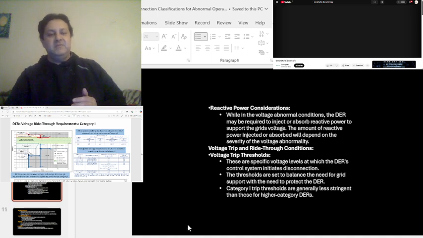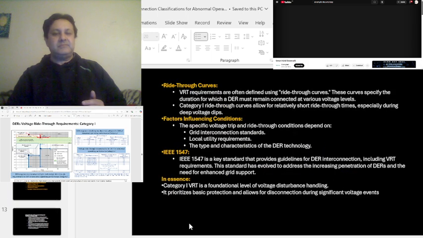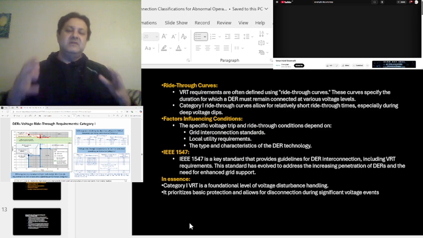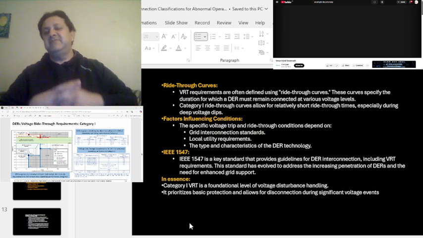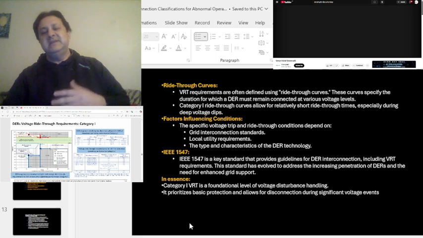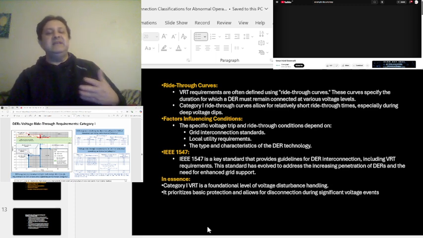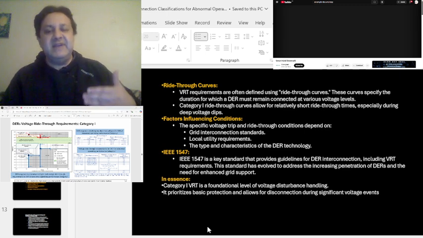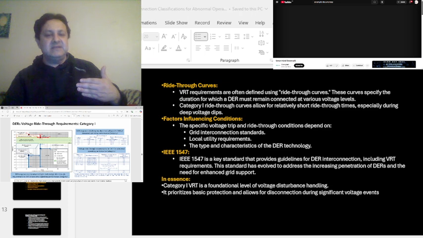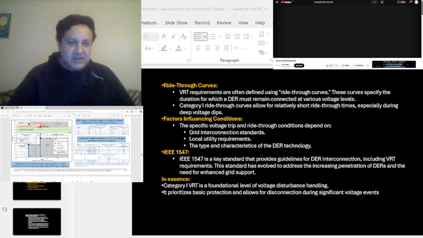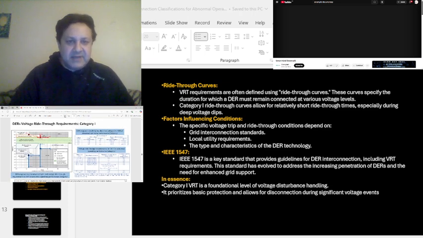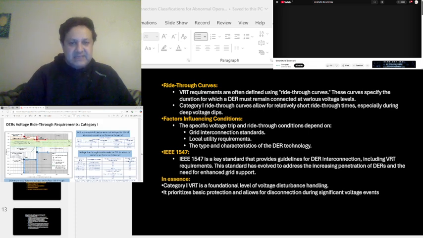Now, we will move on to the next one, ride-through curves. The VRT requirements are often defined using ride-through curves. These curves specify the duration for which a DER must remain connected at various voltage levels. If you look at this graph, it shows here. I can make it bigger, but it's not going to fit on my screen because I have to show you. So if you look at this diagram, you will see what I'm explaining.